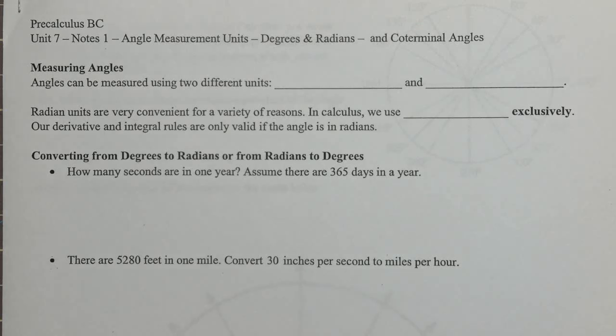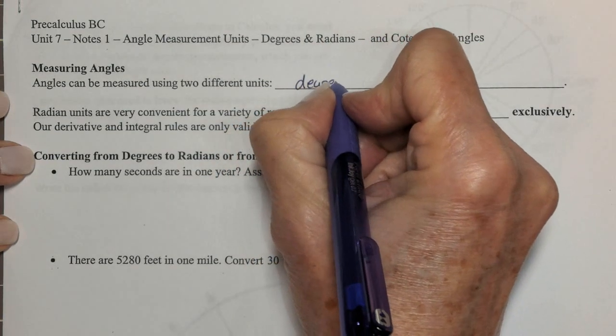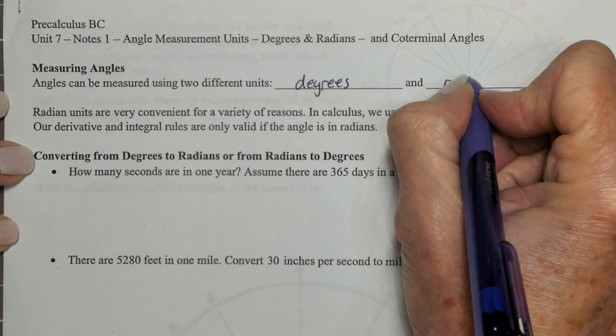Today we are starting our unit on trig. This is our unit on trigonometry basics. So we're going to begin discussing angles. Angles can be measured using two different units, degrees and radians.